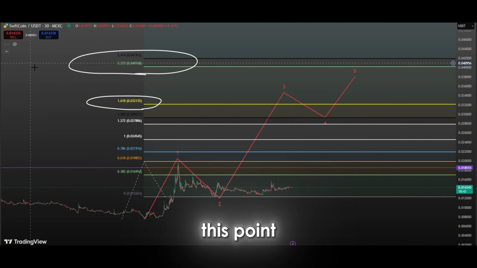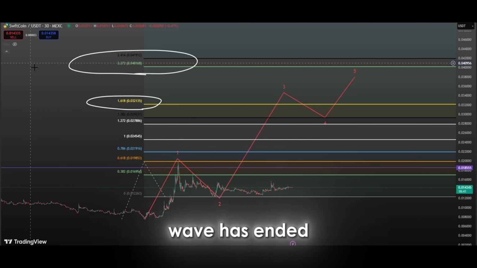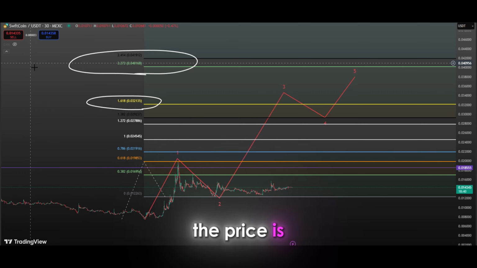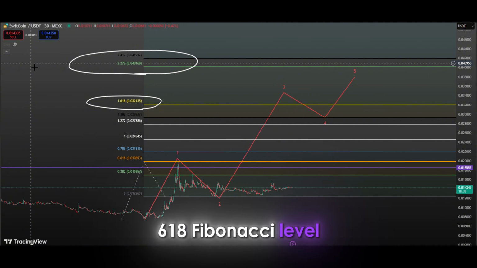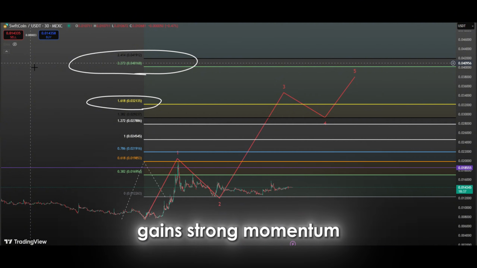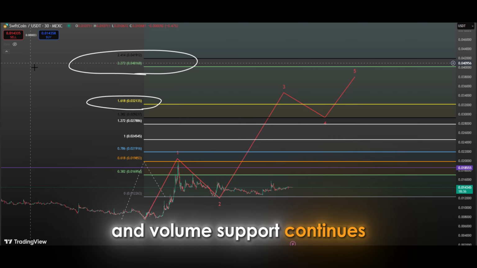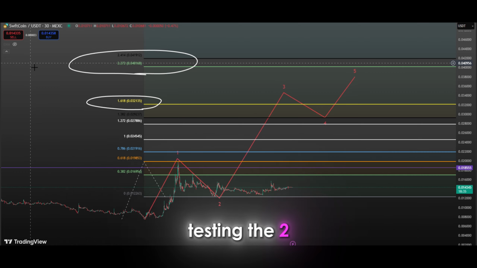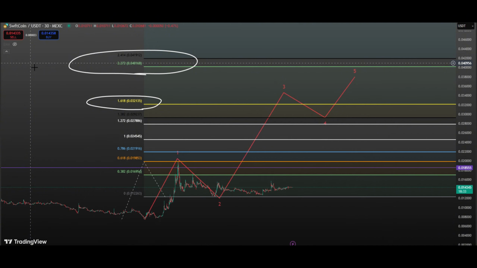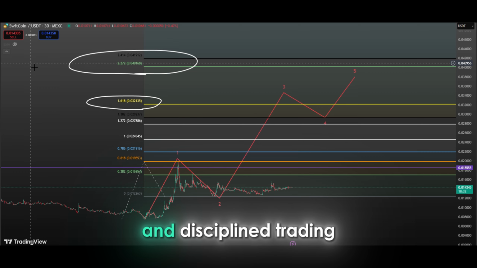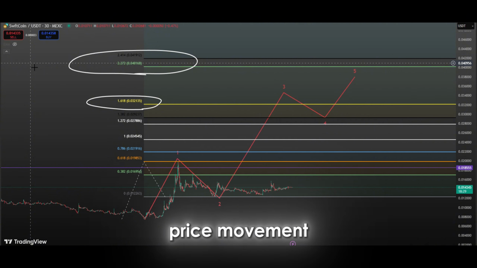In conclusion, at this point, where the second wave has ended and the third wave has begun, the price is expected to move toward at least the 1.618 Fibonacci level. If the market gains strong momentum as expected and volume support continues, testing the 2.272 level also becomes a high probability. Accurate technical analysis and disciplined trading strategies at this stage will offer investors the chance to maximize their gains from this major price movement.